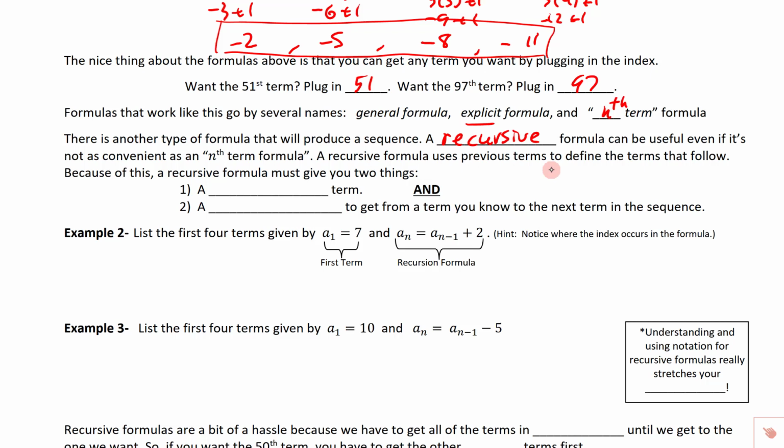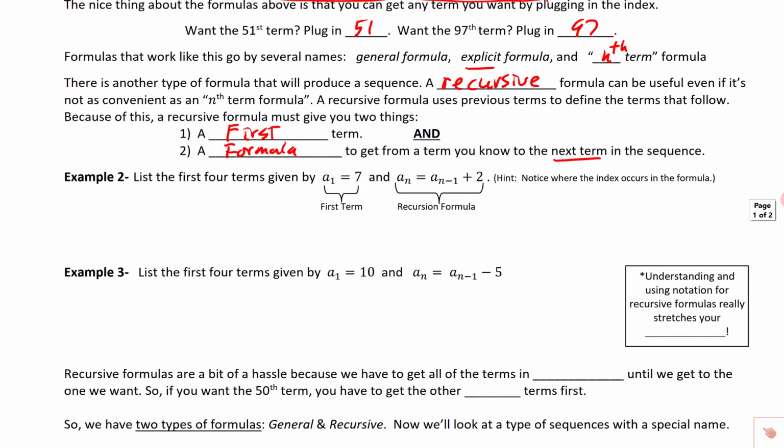And because of this, a recursive formula has to give you 2 things. It has to give you a first term, so we'll write first term. Gives us a place to start, and it's got to give us a formula. So we'll write formula right here. It's got to give us a formula to get from any term that you know to the next term in the sequence. So it's going to go from a term that you know to just the next term, and those are the type that we're going to start with here.